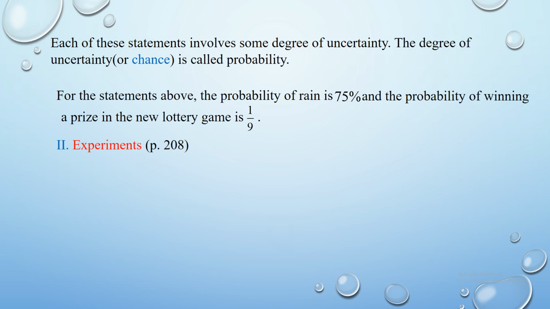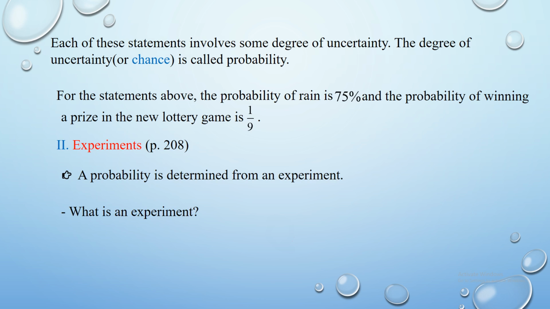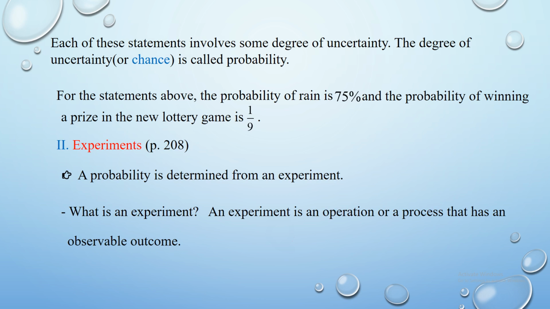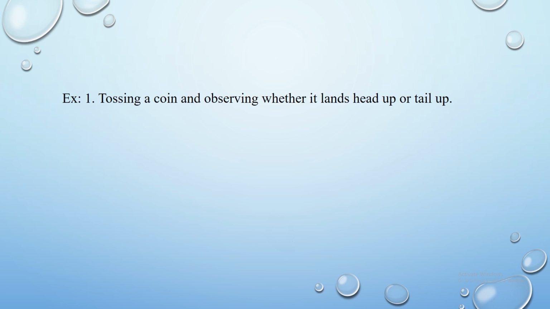Before we start talking about this, move to point 2, an experiment. It's on page 208 in your textbook. A probability is determined from an experiment. So, what is an experiment? An experiment is an operation or a process that has an observable outcome. For example, tossing a coin and observing whether it lands head up or tail up, or drawing a card from a standard deck of 52 cards.